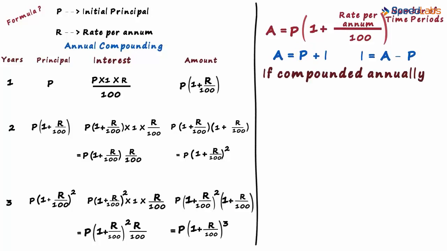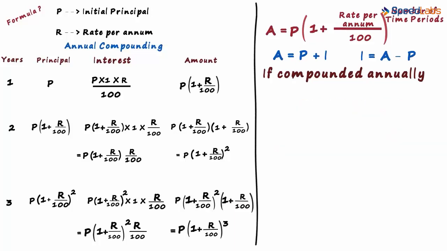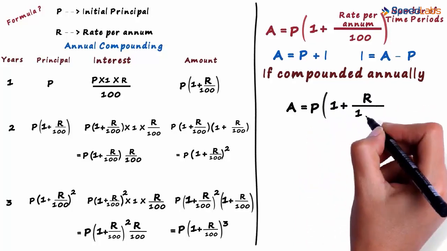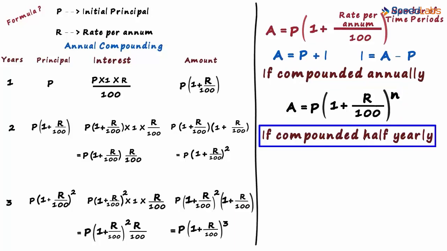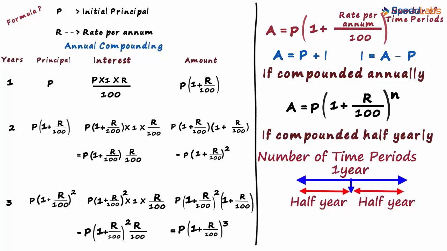So if it is compounded annually, the rate per annum will be R and the number of time periods will be N. The amount received will be P multiplied by 1 plus R by 100 raised to N. But what if it is compounded half yearly or quarterly? Do we have to derive another formula? No, we don't. We need to just modify this one. If compounded half yearly, then what will happen to the number of time periods? As there are 2 half years in a year, they will double.